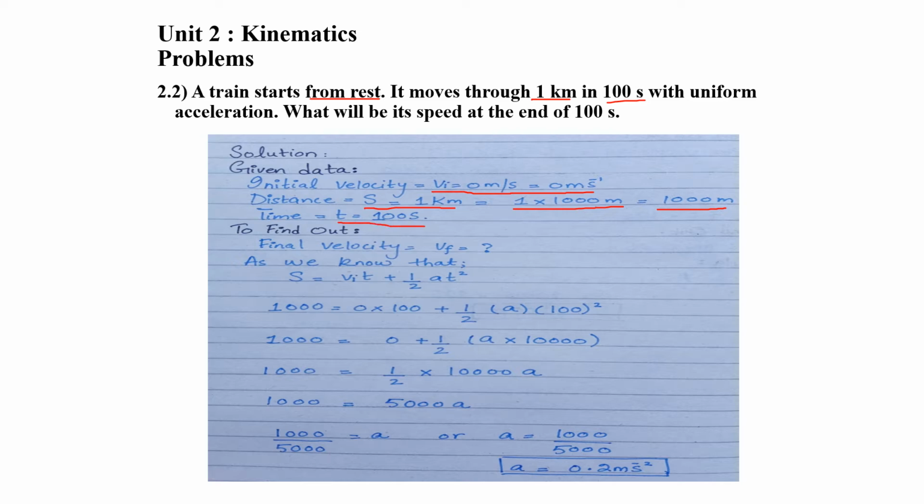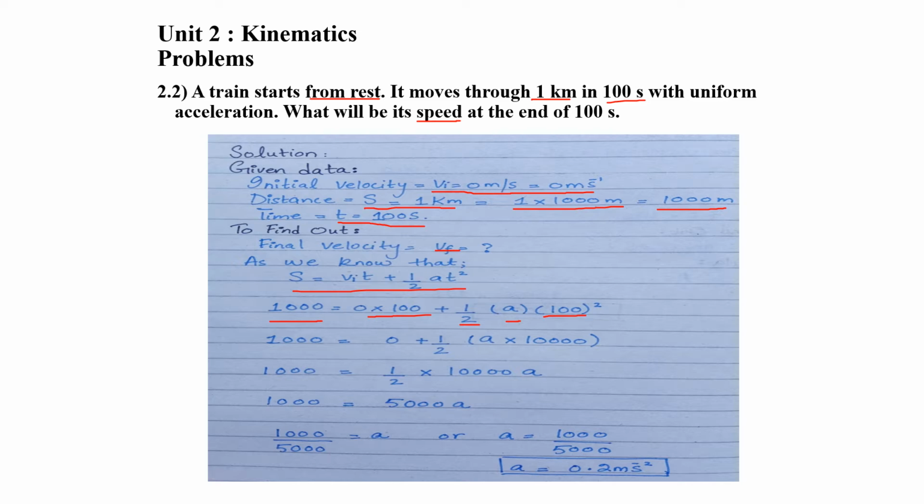With uniform acceleration, the acceleration is uniform. What will be its speed at the end of 100 seconds? So we have to find out the final velocity, right? So by using the second equation of motion, S is equal to Vi t plus half a t square, you have to put the values. S is 1000, Vi is 0 multiplied by 100, half will remain as it is. The value of a is unknown, right? Because first we have to find out the value of acceleration, then we will find the final velocity, right? And 100 square for time, right?